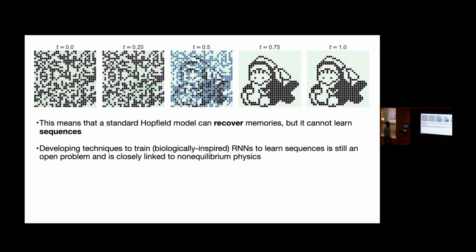Now, of course, you can use this to recover memory. So this is a 32 by 32 network of neurons fully connected, and I trained it to encode this picture of a cat dressed as a shark. All you're going to do is go to these minimum points, and it will recover memories, but it can't learn sequences. And so we wanted to develop techniques to train RNNs to learn sequences using the asymmetry of the connectivity.